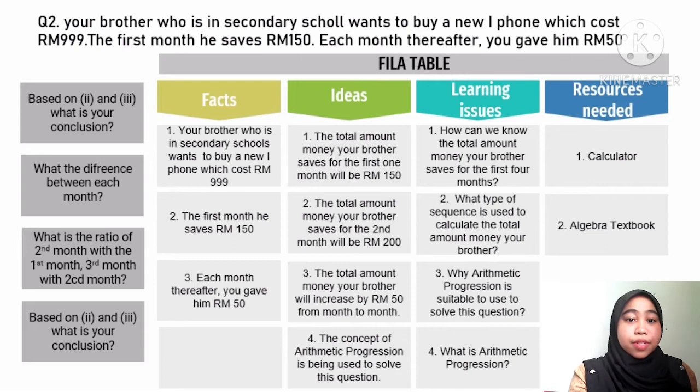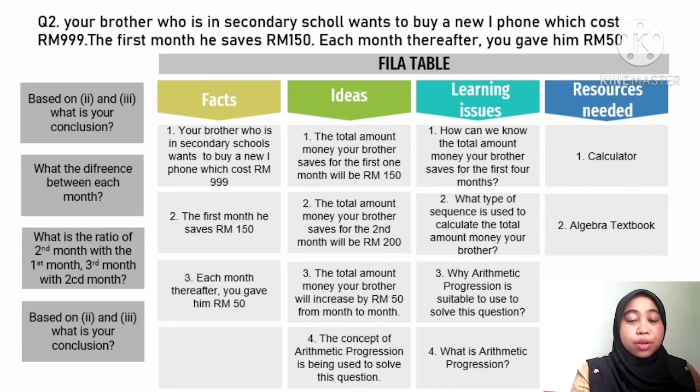Second fact is, the first month he saved 150 ringgit. The third is, each month thereafter you give him 50 ringgit. Next we move to ideas. First idea is the total amount of money your brother saved for the first month will be 150 ringgit. Second, the total amount of money your brother saved for the second month will be 200. Third, the total amount of money your brother saves will increase by 50 ringgit from month to month. And fourth, the concept of arithmetic progression is being used to solve this question.